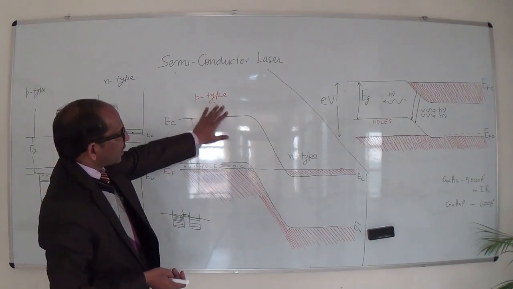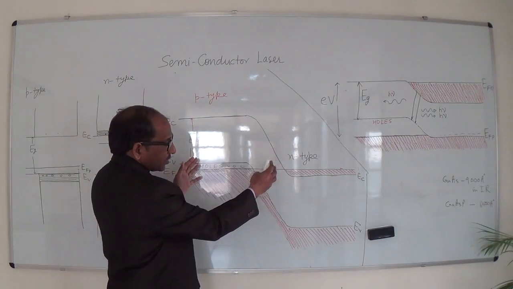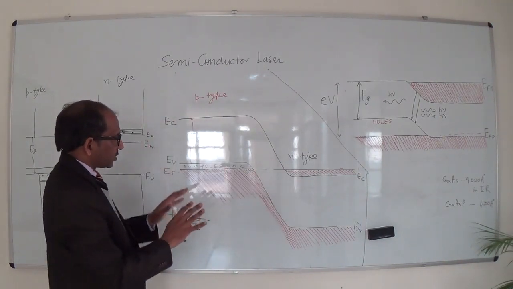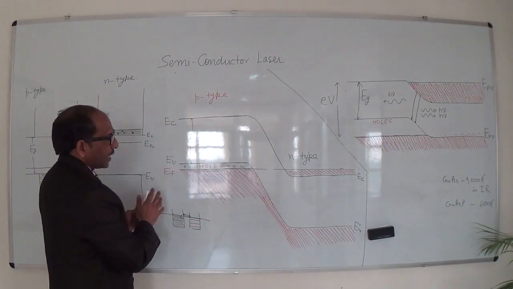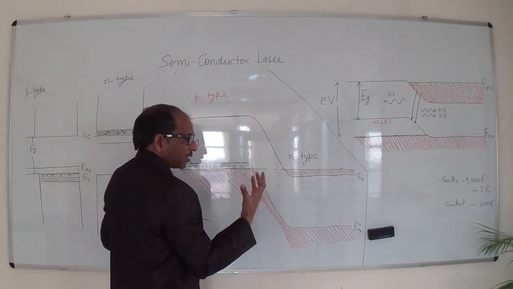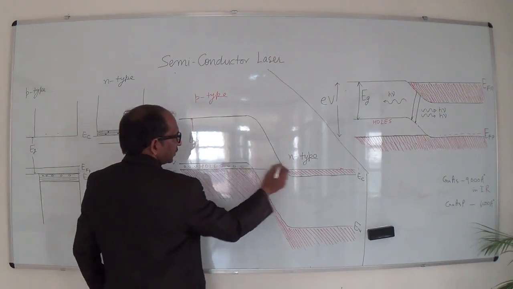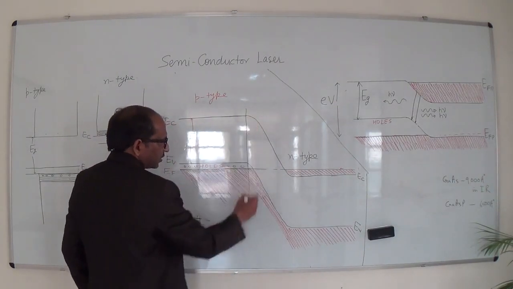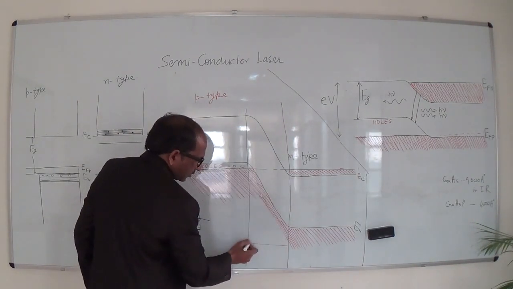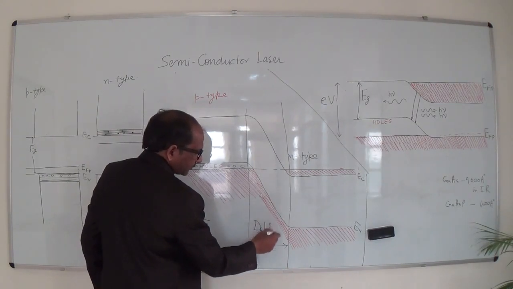So this is our p-type, this is n-type, the p-n junction, and this form which is shown here is in terms of the energy band diagram. This slope is the internal barrier, and this width, this distance which starts from here and ends at this point, this region is known as the depletion region.